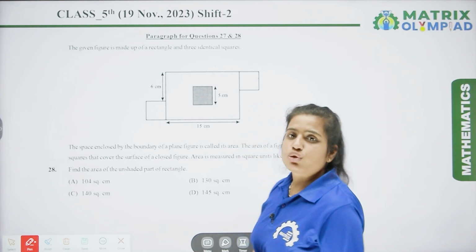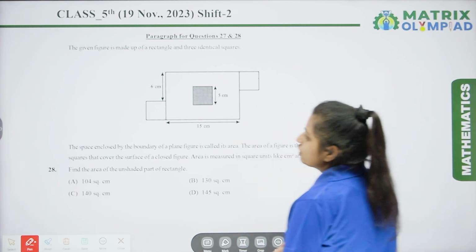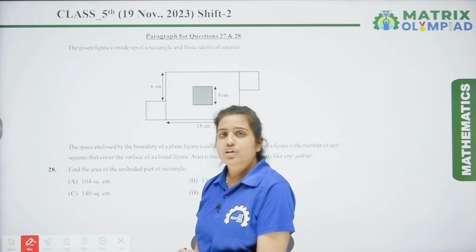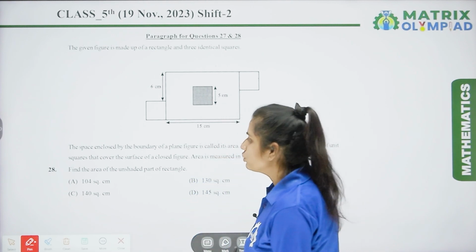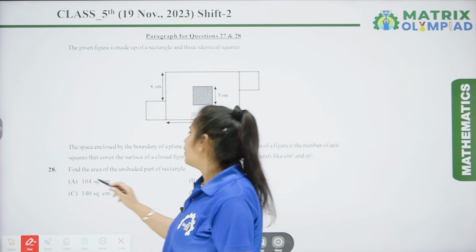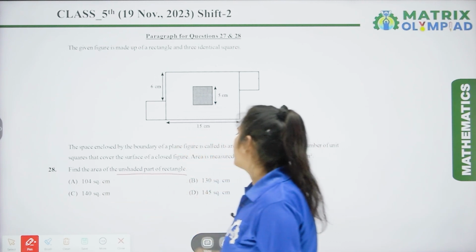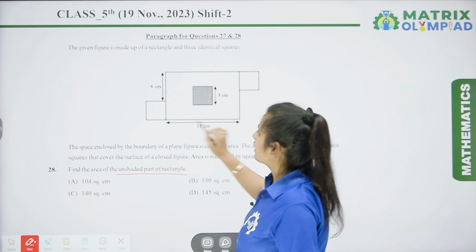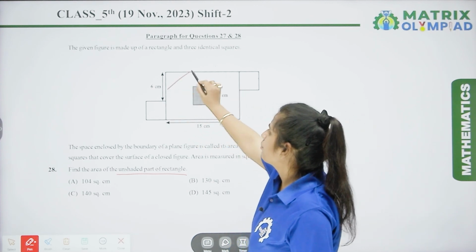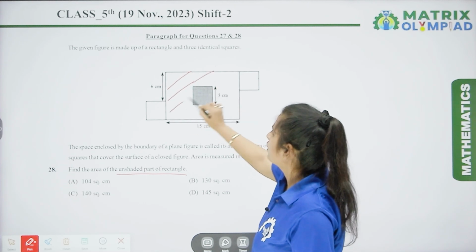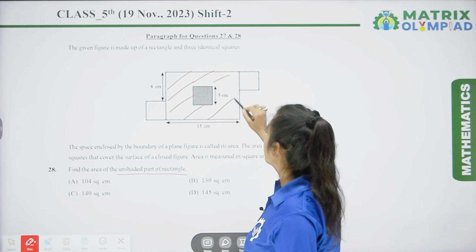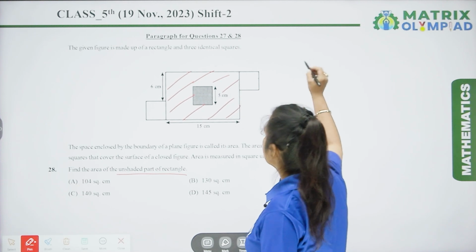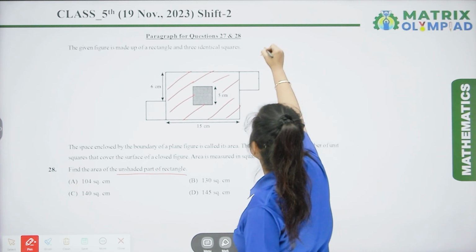Now the next question is question number 28. This is also based on the information that we have used in the previous question. Now here the question is find the area of the unshaded part of rectangle. So here this is a rectangle and we have to find out the unshaded part. It means we have to find out the area of this part. So let's find out the area of rectangle first.